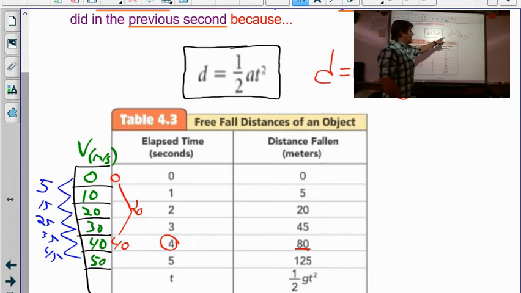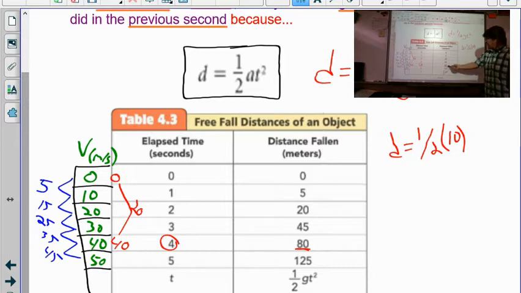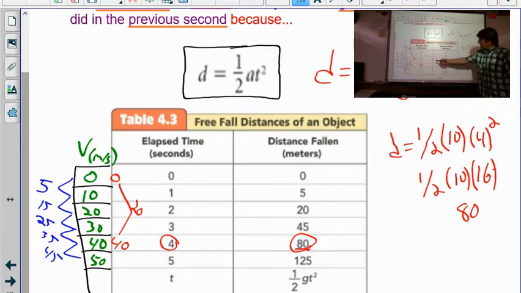Or I could just say, all right, I understand this formula. I can say that my distance is equal to 1/2 g, which is 10, times my time squared. So let's just do the one we just did, the 80. That was 4 seconds. So if I plug in a 4 here and square it, 4 squared is 16, times 10, and take half of that. Well, 16 times 10 is 160. Half of 160 is 80. If I wanted to do the one above it for 3 seconds, instead of 4, I'm going to do 3. I'm going to have 1/2 times 10 times 3 squared. 3 squared is 9. 9 times 10 is 90. Half of 90 is 45.